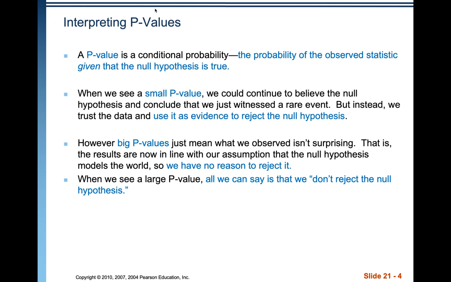However, big p-values just mean what we observed isn't surprising. That is, the results are in line with our initial assumption in the null hypothesis, so we have no reason to reject it. When we see a large p-value, all we can say is that we don't reject the null hypothesis.